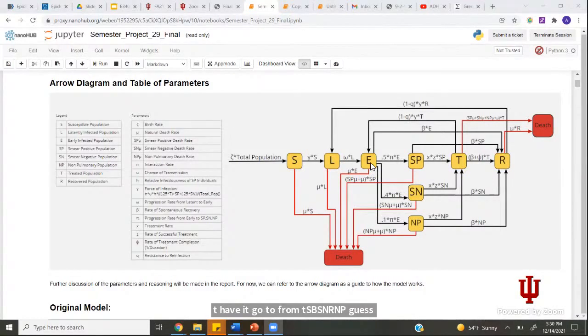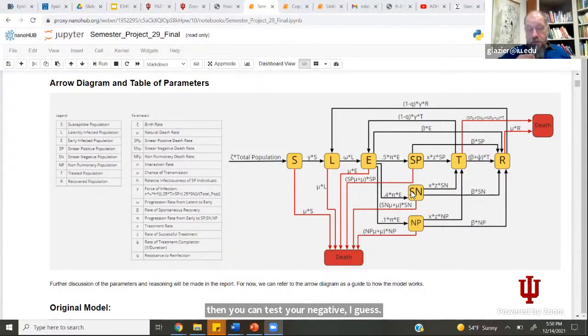I was thinking maybe I could just have it go from T right to SPSN or NP. Unless maybe the reason for having this early infection was so that you could be SP and get treated and then you could test smear negative. But we'd have to look at his work and talk to him.